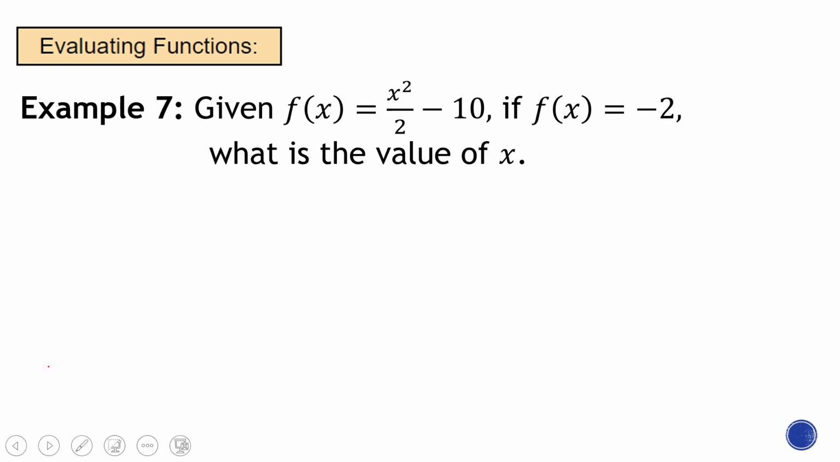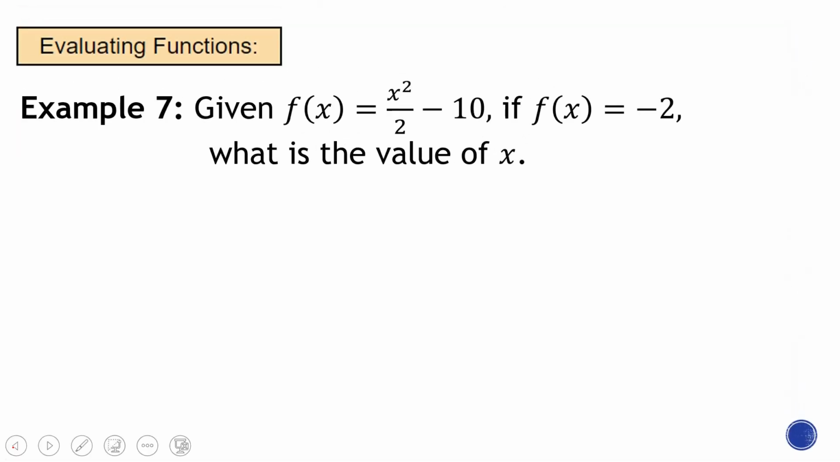Let's go to the next example. This is second to the last. So given f of x equals (x squared) over 2 minus 10, if f of x equals negative 2, what is the value of x? Same principle as what we did in the previous example. So let's set up the problem first. Then we will replace f of x by negative 2.